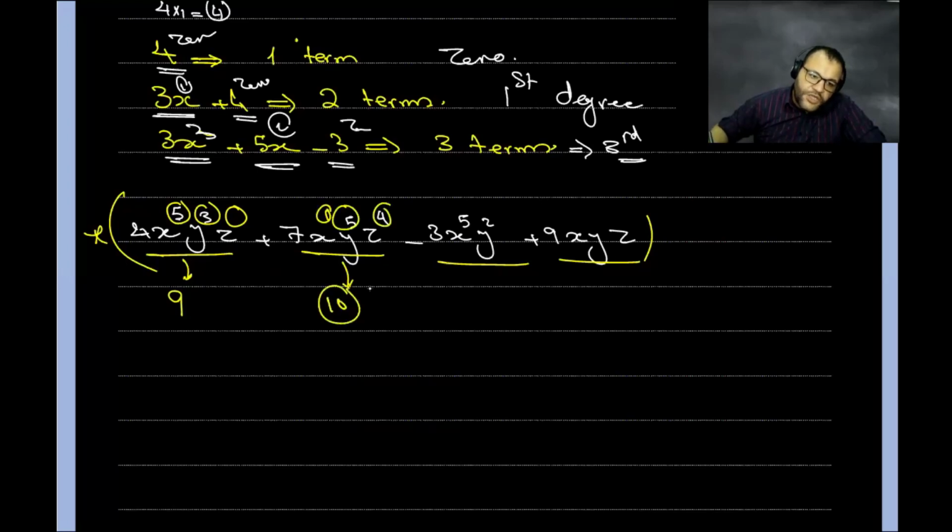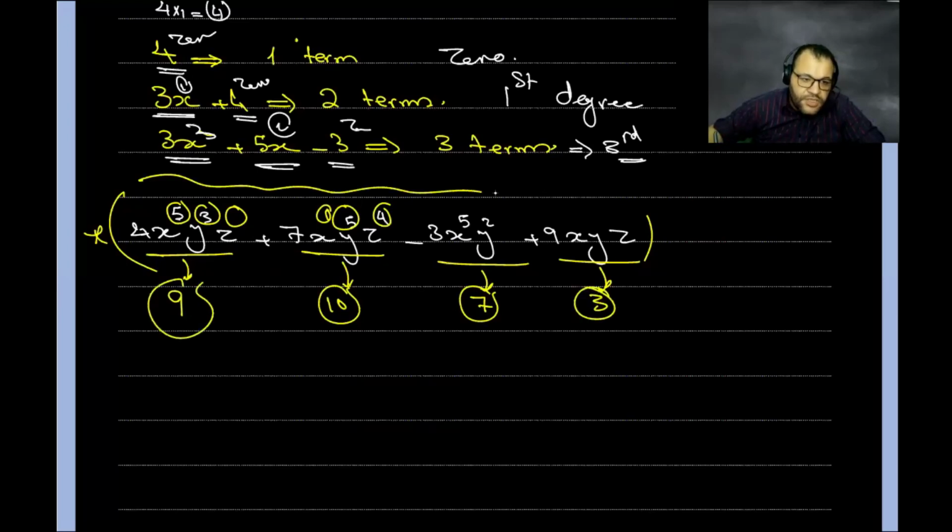10. What is the degree of this one? 5 plus 2, which is 7. What is the degree of this one? 1 plus 1 plus 1, which is 3. So what is the degree of this expression? All of this expression.